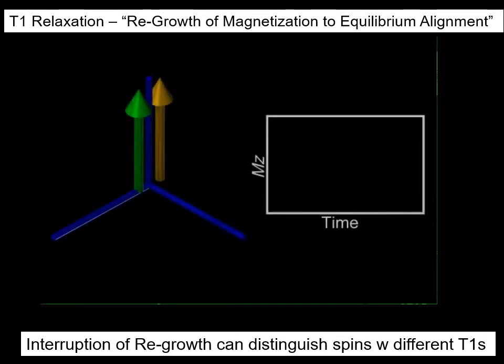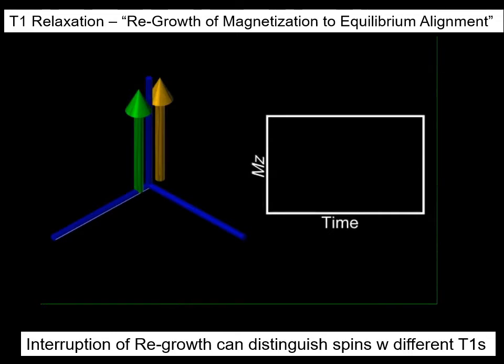In the next part of this model, let's create two different tissues, a green tissue and a yellow tissue. In this model, we will give both tissues identical rates of decay, but deliberately give them different rates of regrowth, such that one regrows along the z-axis faster than the other tissue. Let's watch what happens.